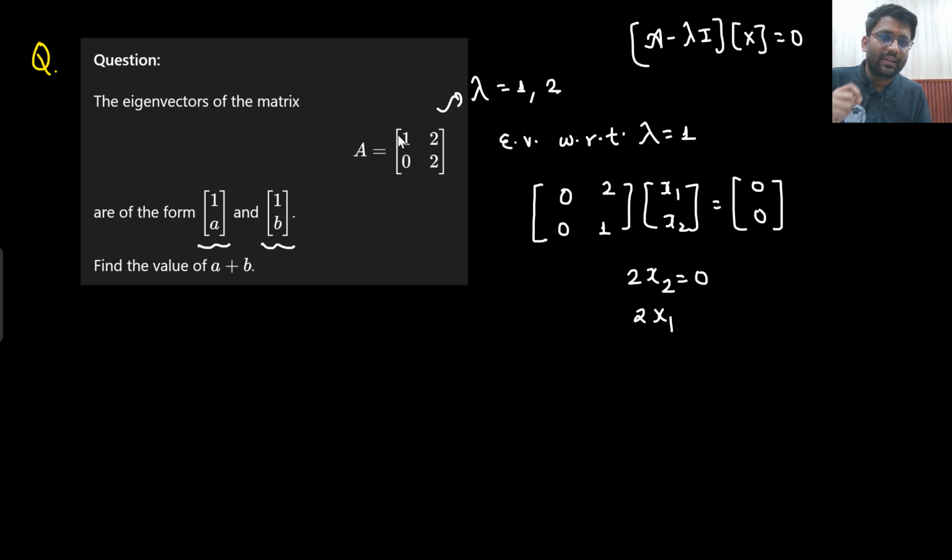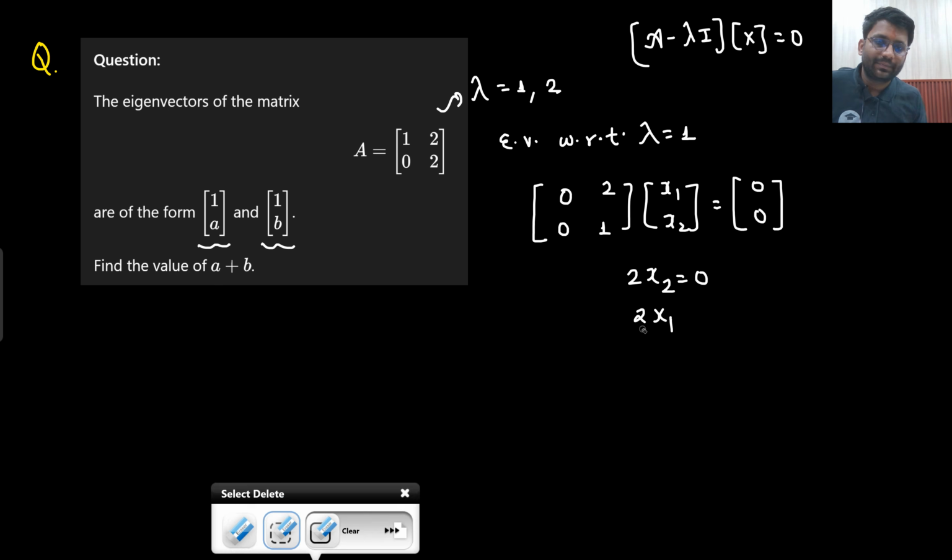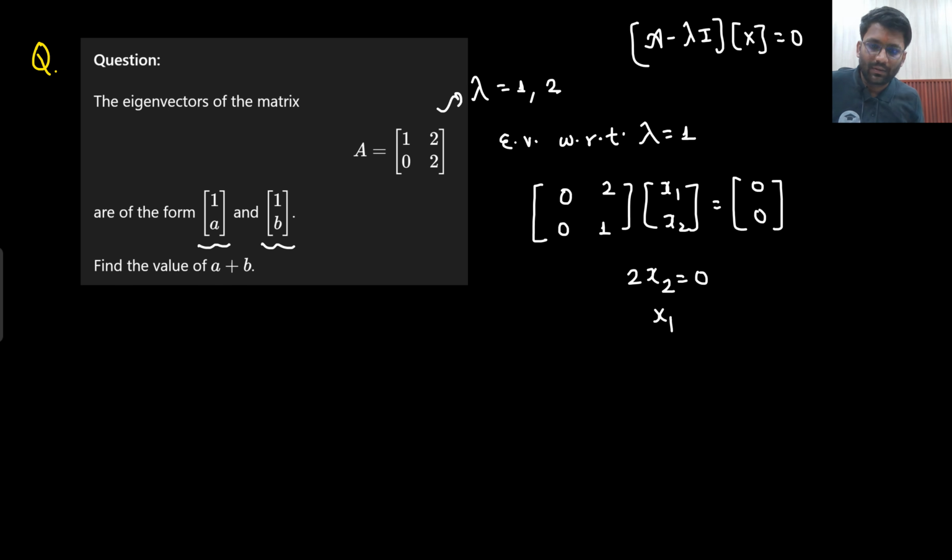How will you subtract the identity matrix from here? Only the diagonal element will be subtracted. So 2, 1 I am getting here. Then I am simply doing the multiplication. 0 multiplied with x1, this will become 2x1. 0 multiplied with x1 will be x1 only. This will become x2 equals 0. So from here, the value of x2 is coming out to be 0.